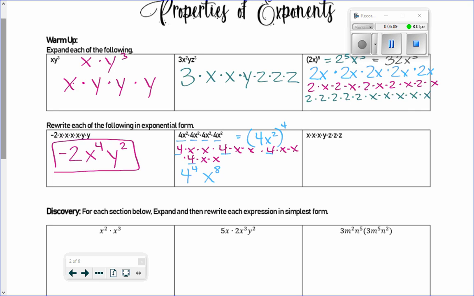Now 4 to the power of 4, we can go ahead and solve by doing 4 times 4, 16, times another 4, and then times another 4. Yep, 256. 256 times x to the power of 8.